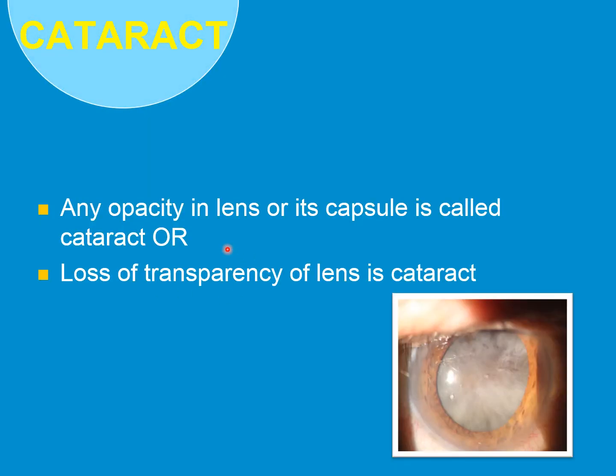What is cataract? Any opacity in the lens or its capsule is called cataract. Or in other words, we can say that the loss of transparency of the lens is cataract. Look at here, just behind the pupil, the lens has lost its transparency and has become white, so we call it cataract.